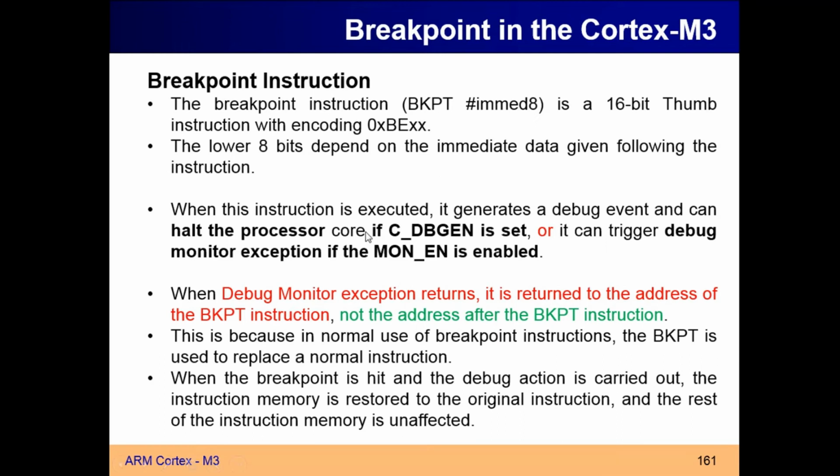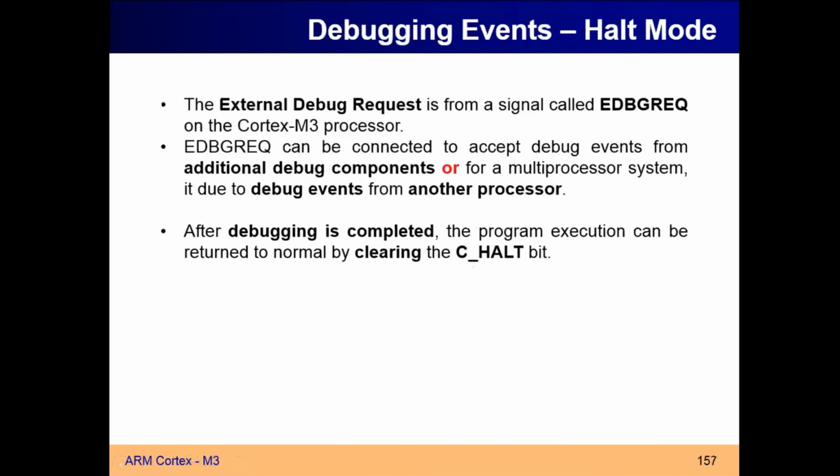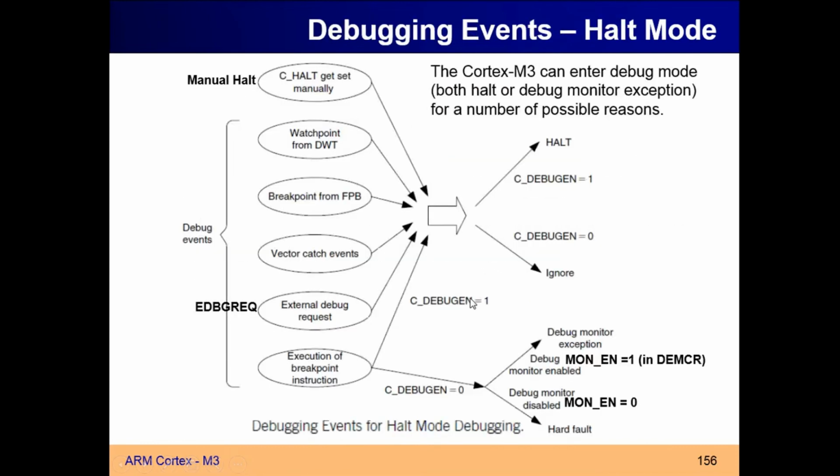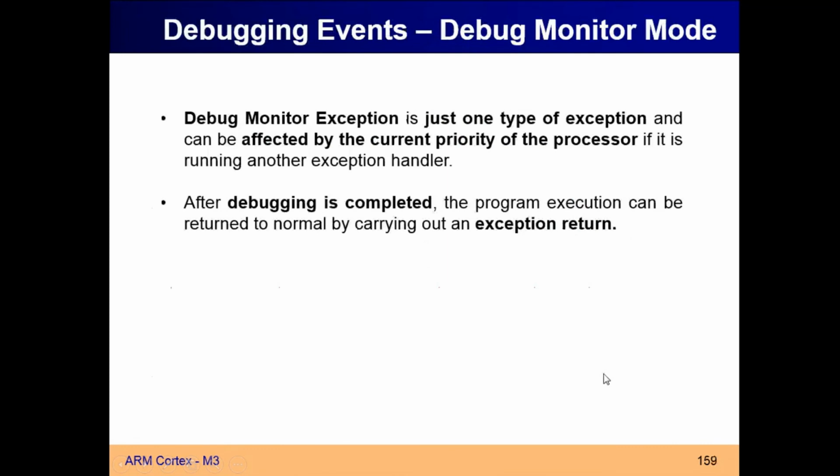So when this instruction is executed, it will generate a debug event and can halt the processor core if the C debug enable bit is set. Or it can trigger a debug monitor exception if monitor enable is set. That is what we have seen here while seeing the breakpoint. If debug enable is set, it will halt the processor. If monitor enable is set, it will execute the debug monitor exception. So that is what is told here.